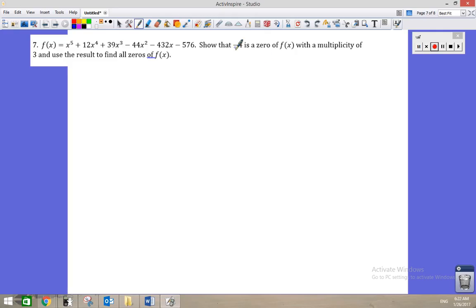This time we have negative 4 being a 0 with a multiplicity of 3. Let's check and see, I don't see any greatest common factor. Is it in standard form? 5, 4, 3, 2, 1, 0. Yes, and I don't see any missing terms. So I can do this.